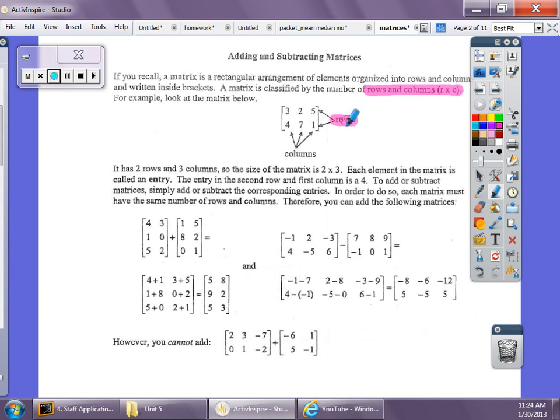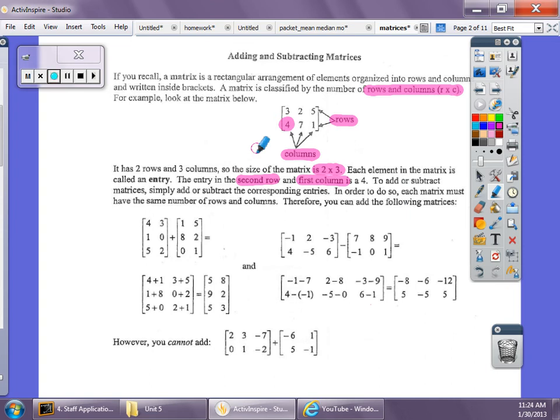So you have your rows and then your columns. This matrix has 2 rows and 3 columns, so its size is a 2 by 3 matrix. And each element in the matrix is just called an entry. The entry in the second row, first column is 4. So that's how you read the matrix and figure out what numbers are where.